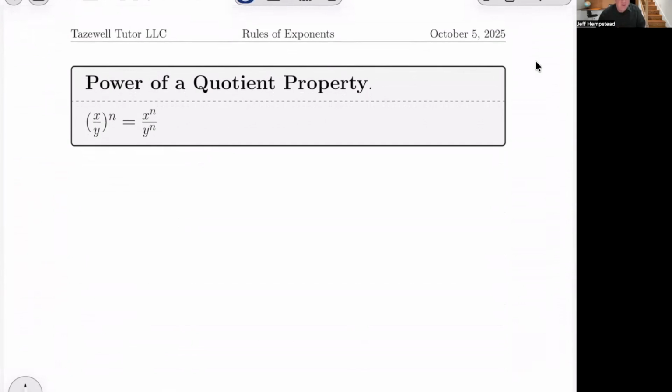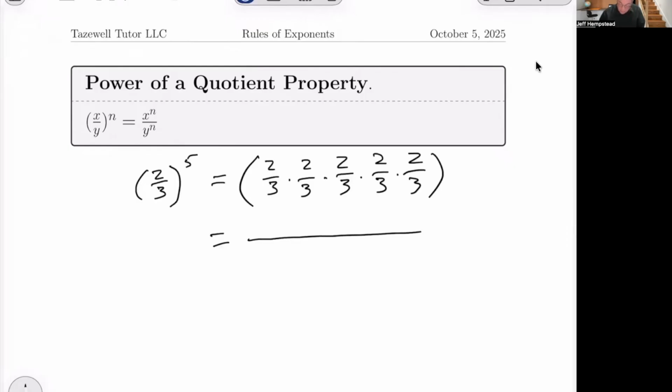We have the power of a quotient property. If you have a fraction that's raised to a power, you can apply that exponent separately to the numerator and the denominator. Here's a fraction, and I want to raise that to the power of 5. One big fraction. We multiply all the way across the numerator, and we multiply all the way across the denominator. So in our numerator, we have a bunch of 2's. How many of them? 5. In our denominator, we have a bunch of 3's. How many of them? 5. And we could calculate that out.